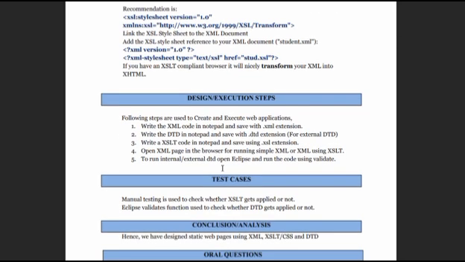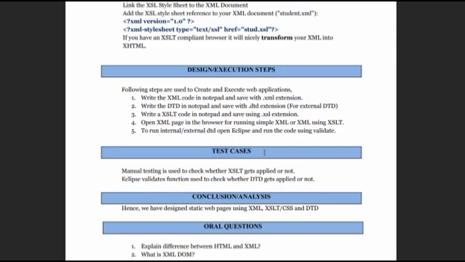Design execution steps. So for execution of this practical, write the XML code in Notepad and save it with the .xml extension. Write the DTD in Notepad and save it with the .dtd extension. Write the XSLT code in Notepad and save it using the .xsl extension. So these are the extensions for different types of files. For XML you use .xml, DTD .dtd, XSLT .xsl. Open the XML page in the browser for running simple XML or XML using XSLT. To run internal or external DTD, open Eclipse and run the code using validate.